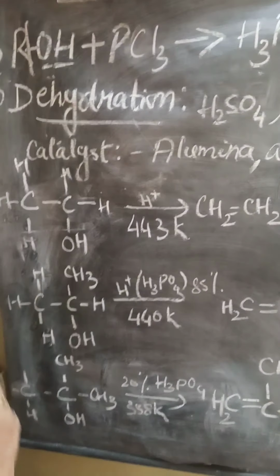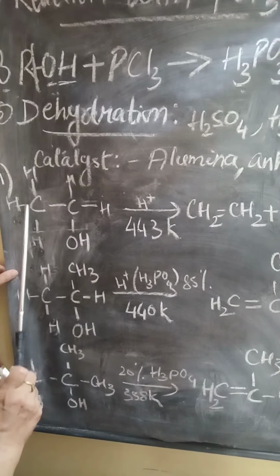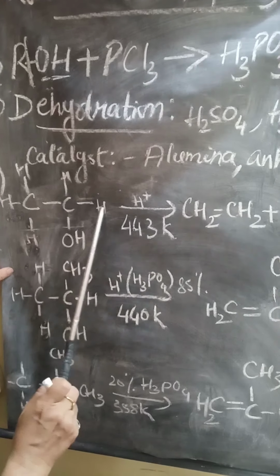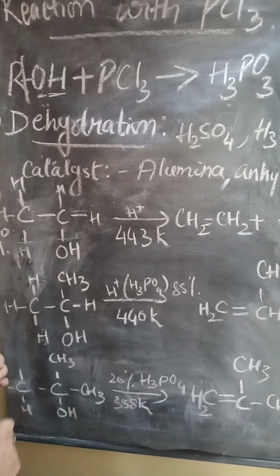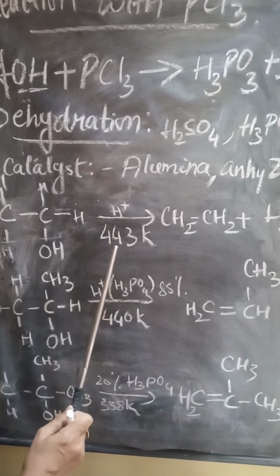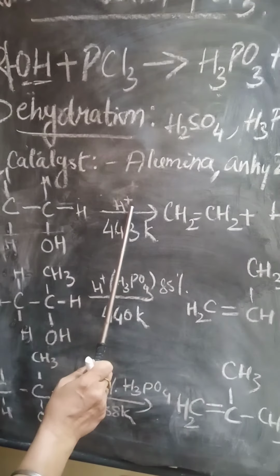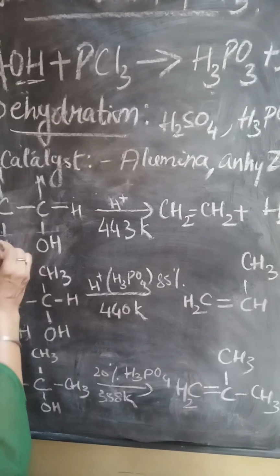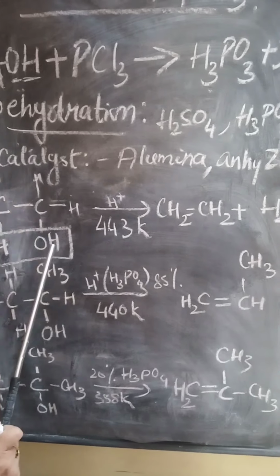Here I will show three reactions. First with the primary alcohol. This is primary alcohol, CH3CH2OH, that is 1 degree. This generally reacts with sulfuric acid at a high temperature. When sulfuric acid reacts with the alcohol, the hydrogen of the acid and the OH of the alcohol group get attached, forming water.